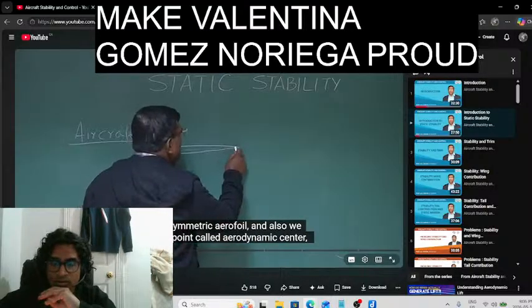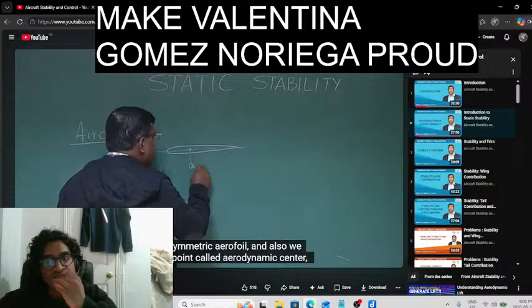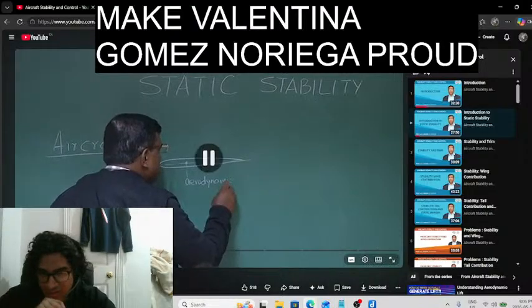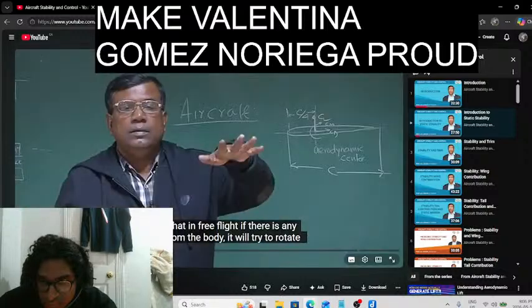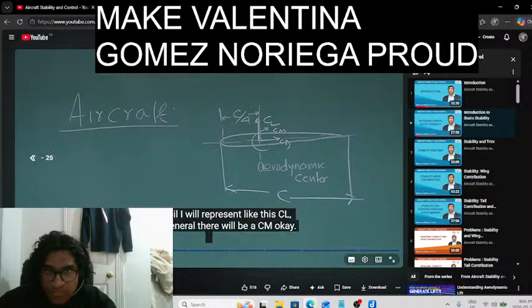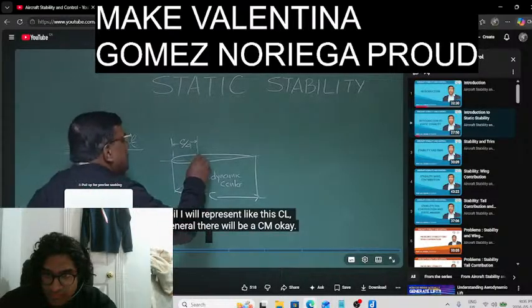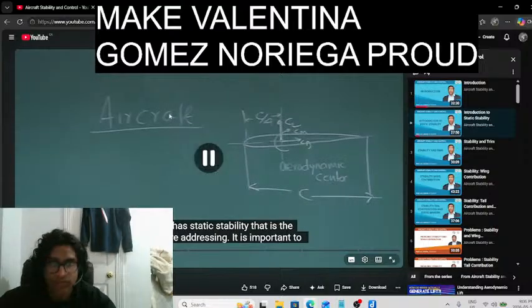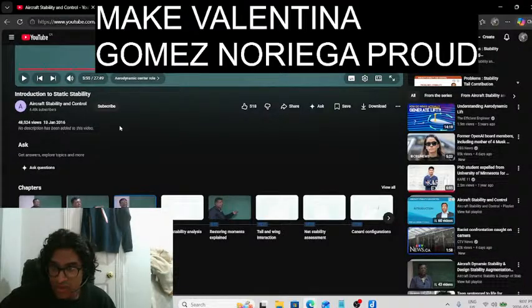This is a symmetric aerofoil, and also we know there is a point called the aerodynamic center, on the body, acting at c by 4. So you'll find that to ensure it has static stability. That is the question we are addressing. 414 to 612.